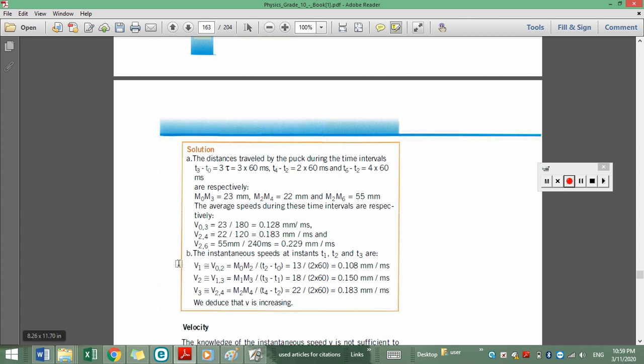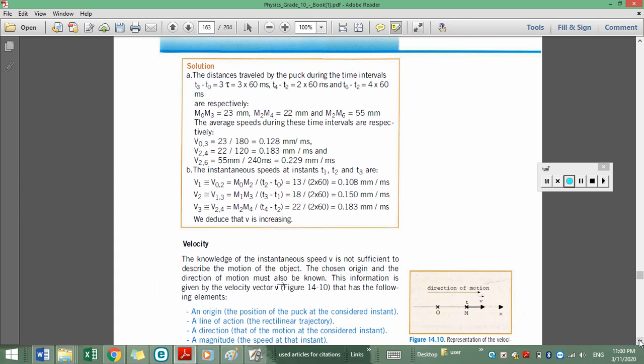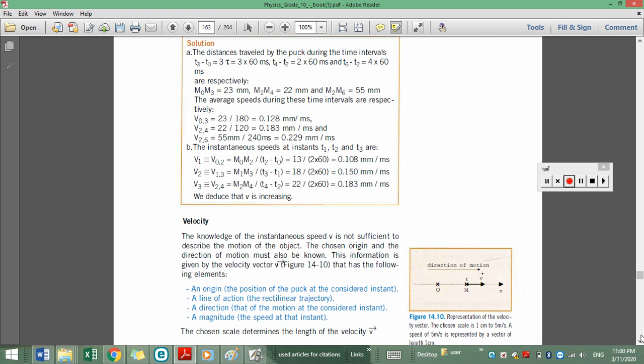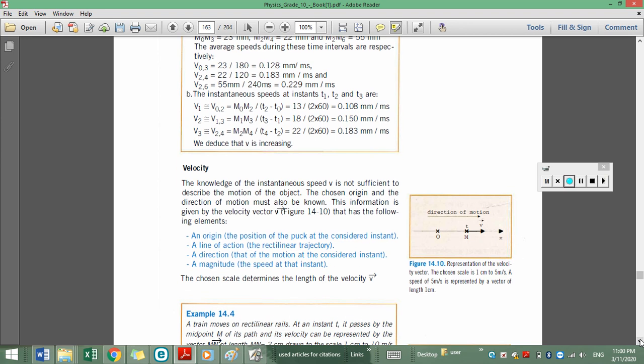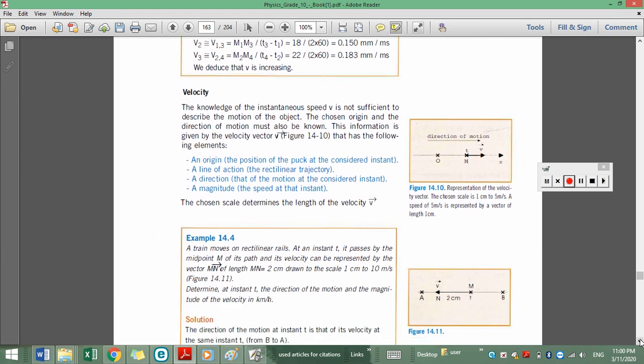And what can we deduce then? The average speed, as you can see, increased: 0.128, 0.183, 0.229, and the instantaneous speed is increasing: 0.108, 0.15, 0.183. So we deduce that the speed is increasing, and thus this motion is accelerated motion. However, as I mentioned at the beginning of this video, the velocity is the magnitude plus the direction. In the previous example, we calculated the speed, which is the magnitude of the velocity. Now, how can we represent the velocity of a moving object?